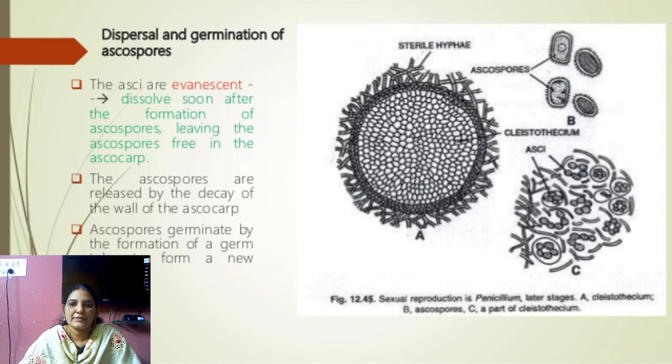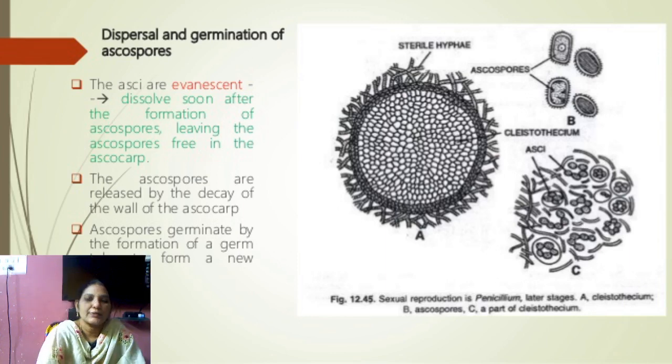And with complete formation of ascospores, the cleistothecium outer layer ruptures and the ascus layer ruptures, and the ascospores enter into the citrus fruits and form a new Penicillium mycelium.